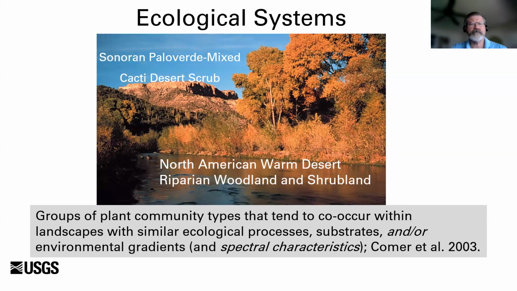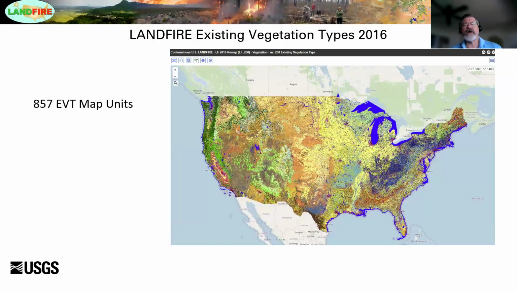So Landfire, they focus on providing data to manage fires across the nation and Alaska as well. But they've created this data set, and the one that we are currently modeling is based on 2016 imagery, and it has 857 of what they call ecological vegetation types, or effectively those ecological systems I mentioned previously. So this becomes a foundational data set that we use in our modeling for the species.